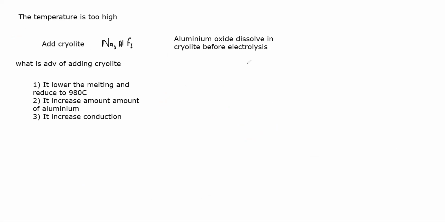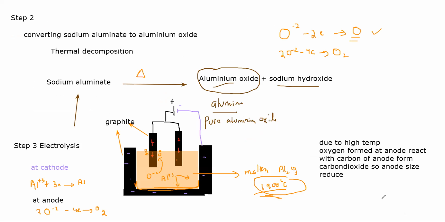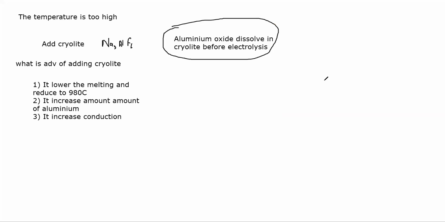The meaning of this sentence is that before doing this electrolysis, aluminum oxide is mixed with cryolite or dissolved in cryolite. Both are mixed together and then we carry out electrolysis. Is it clear now?